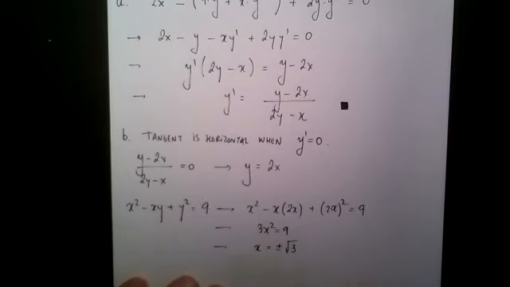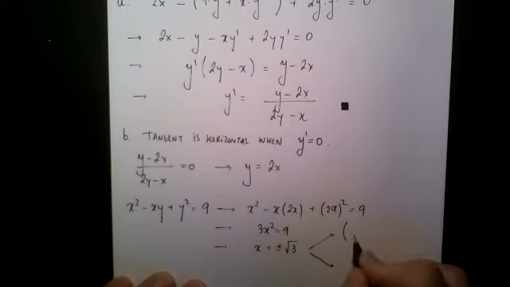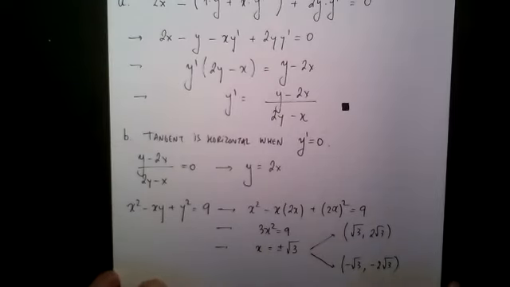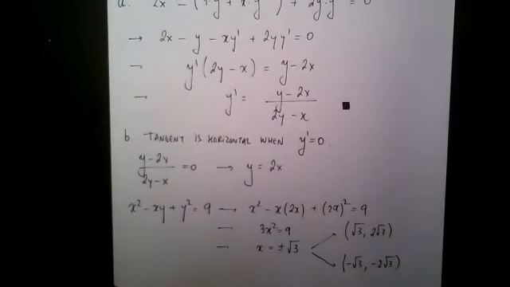Okay, and since y is equal to 2x, I could find the y for each one. And so I could get right away my 2 points. So when x is root 3 and when x is minus root 3, the y will be 2 times that. So 2 root 3, and here will be negative 2 root 3. These are my 2 points. Are there any questions?